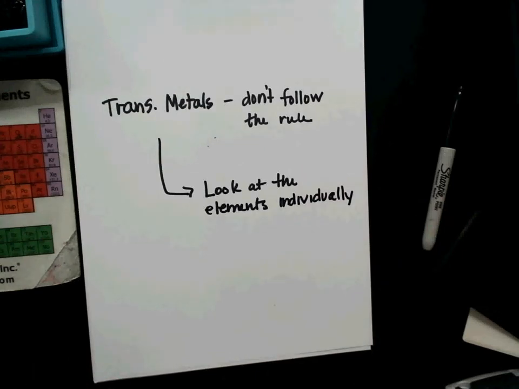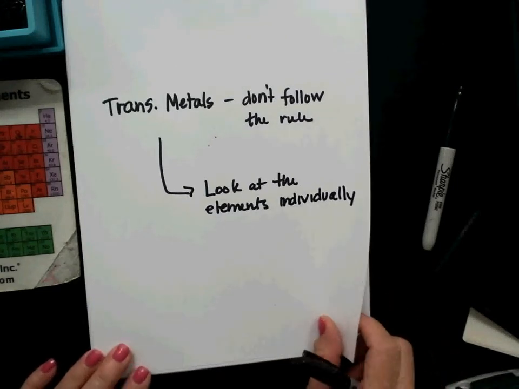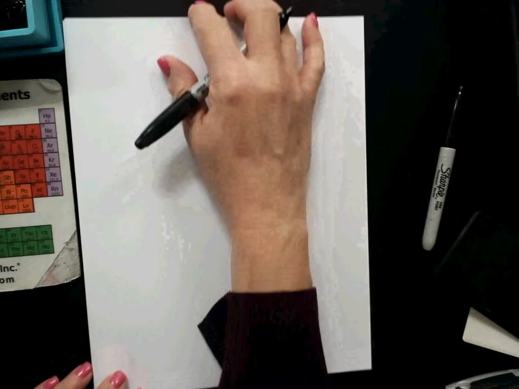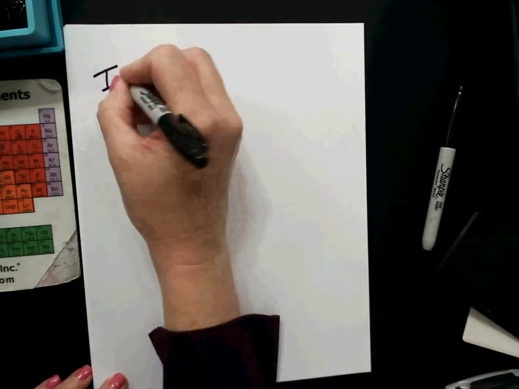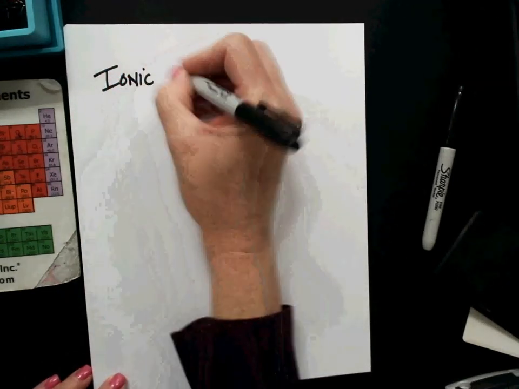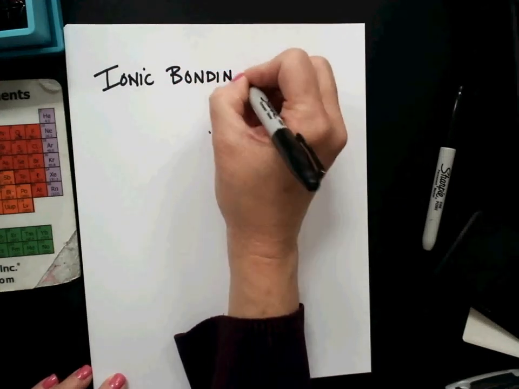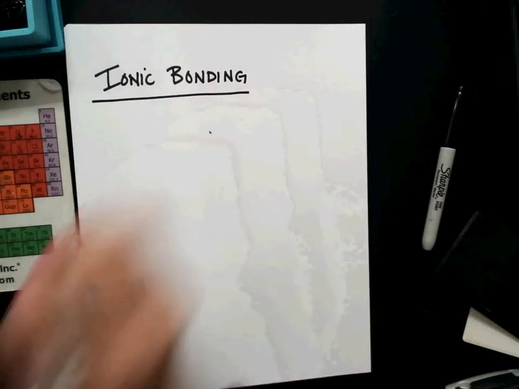Individually to see what they do. So we're going to take this idea of octet and the octet rule, and we're going to apply it to the different types of bonds that the atoms like to form. So we're going to start by talking about ionic bonding.